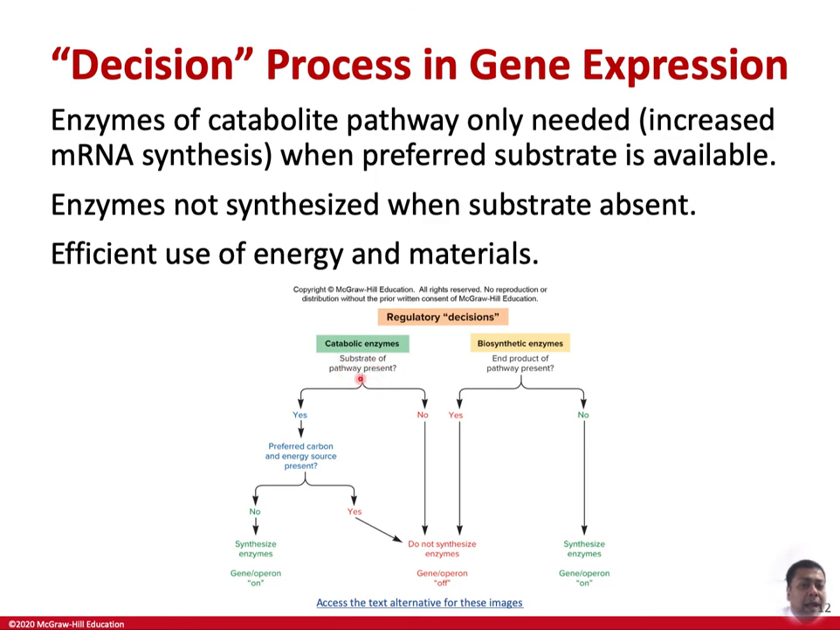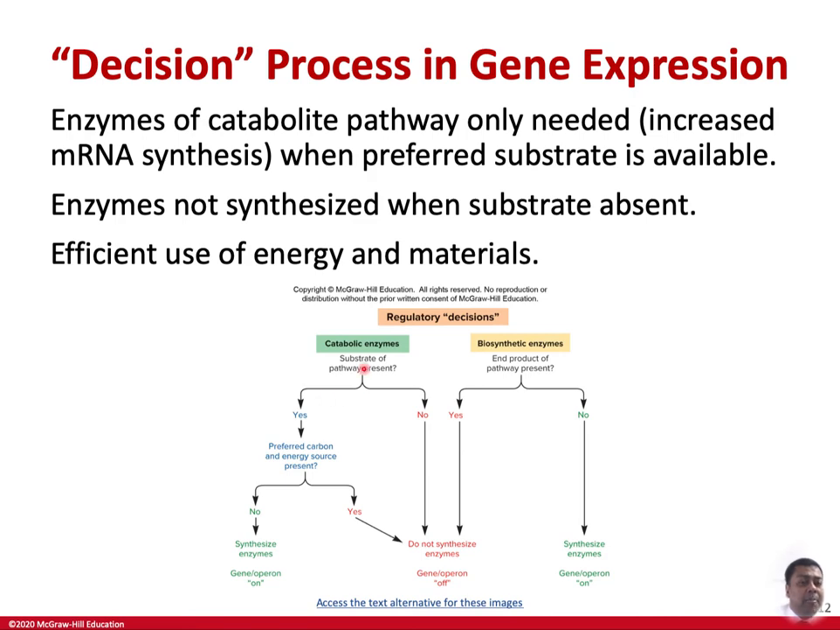If the substrate of the pathway is present, yes, then is a preferred carbon or energy source present? If it is yes, all right, then we do not need that enzyme, so this is turned off. So do not synthesize enzymes. If the preferred source is not present, no, then the synthesis happens and this particular gene is turned on. So this is an inducible pathway. These genes are usually off, and can be turned on if the proper source is not available.